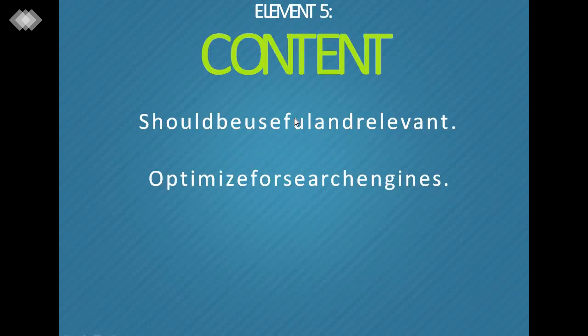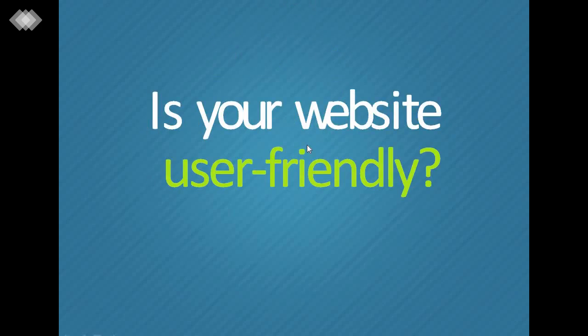It is a part of element four. Now element five is the contents. Content should be useful and relevant, meaning it should be related to your particular topic, and optimized for search engines. Next is whether your website is user friendly. After using all the steps like contents, fonts, colors, and graphics, make your website user friendly, which will be helpful for customers, or you can say those who will visit your site. It will be more attractive and easily understandable, or you can say user friendly in nature.